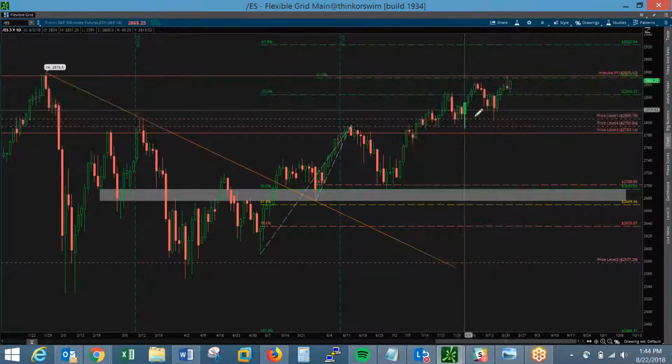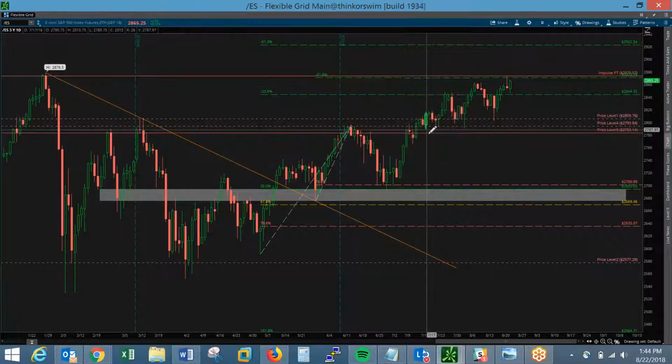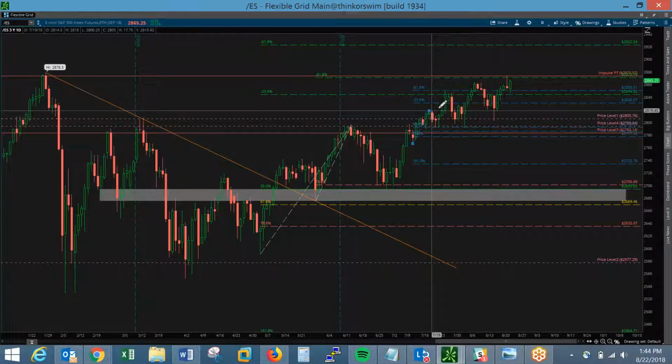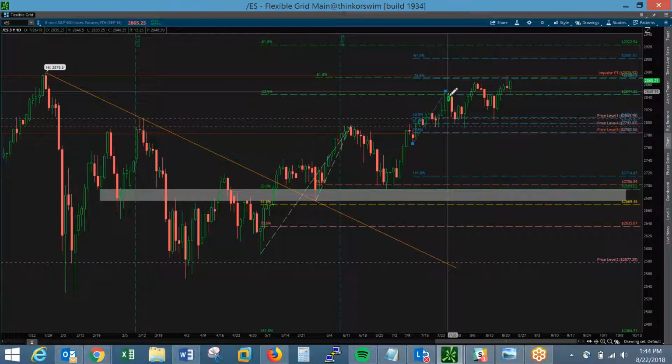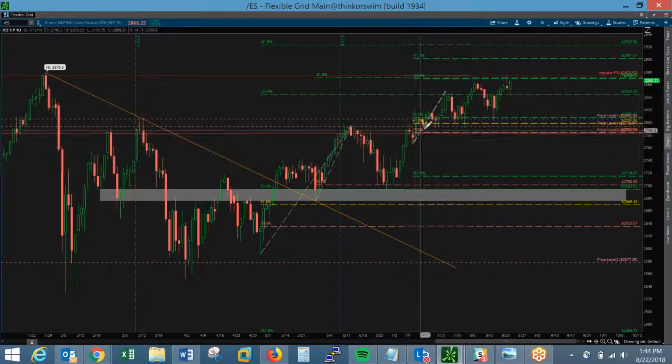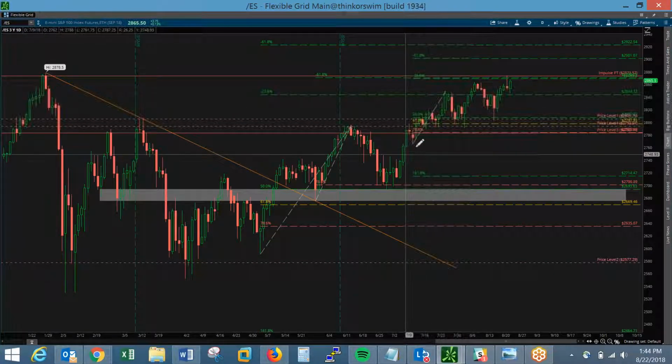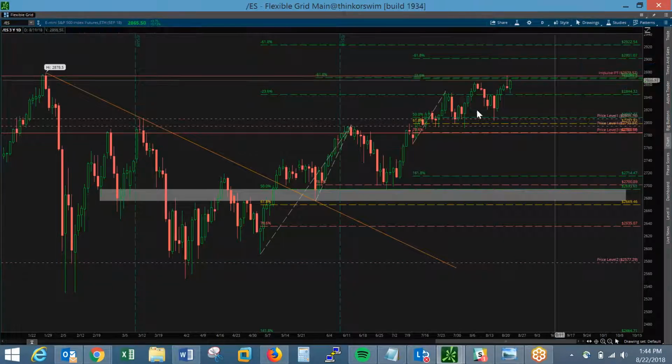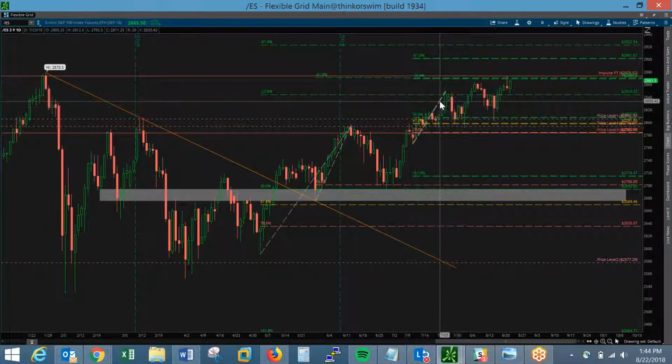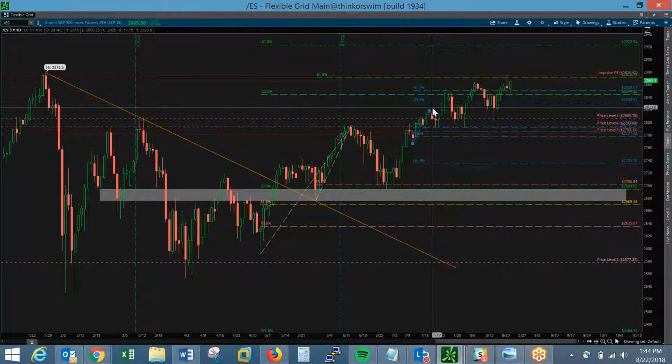So for me, what I was looking to do was capitalize on the fact that this overall structure here and this overall structure here held. So this held, right? This initial impulse run where I established that low. Let me just redraw that so that I can show you what I'm talking about and where my stop is.